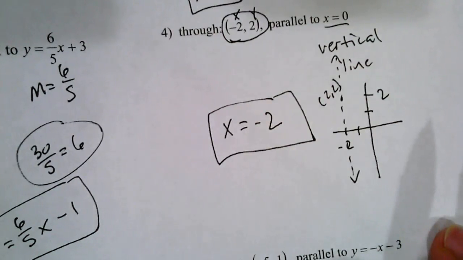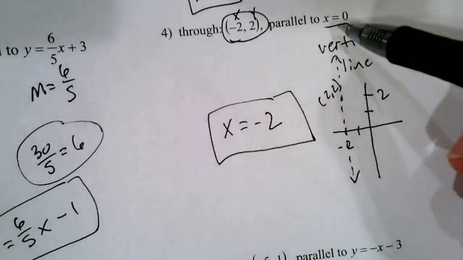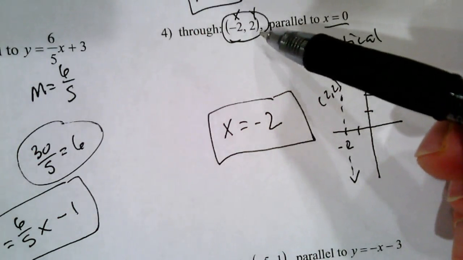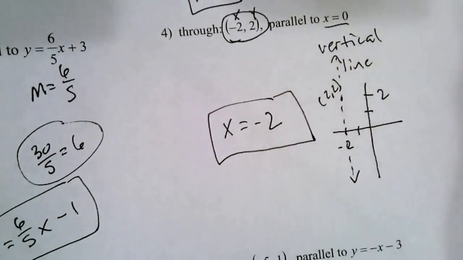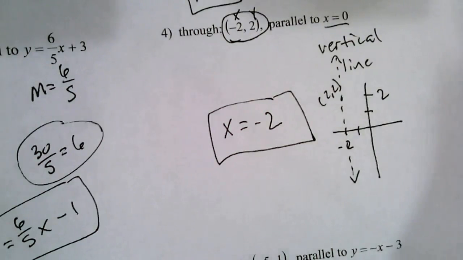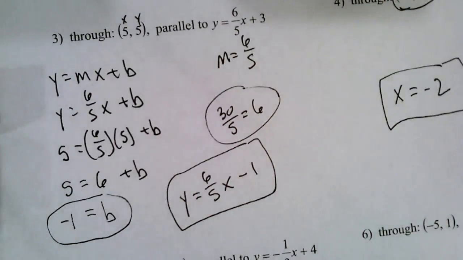If this were, say, for example, y equals 0 instead, then we would just pick the y-coordinate. And we would say our new line was y equals 2. So whatever the x-coordinate is, you go with that. Whatever the y-coordinate is, go with that. All right. Well, good luck with the rest of these.